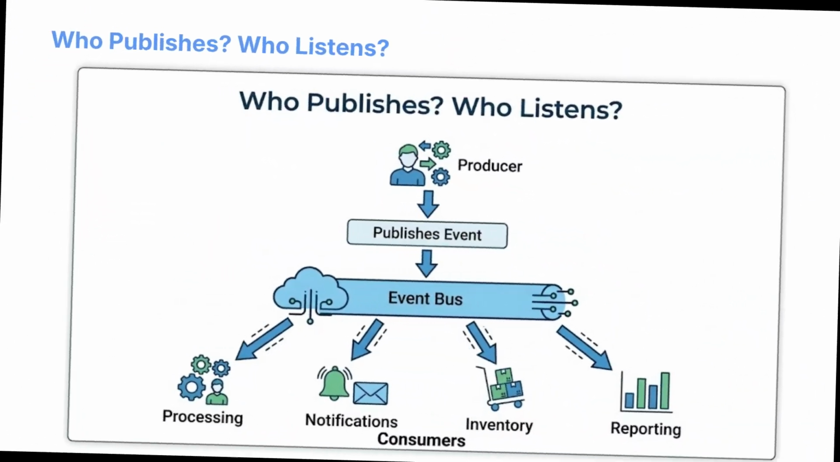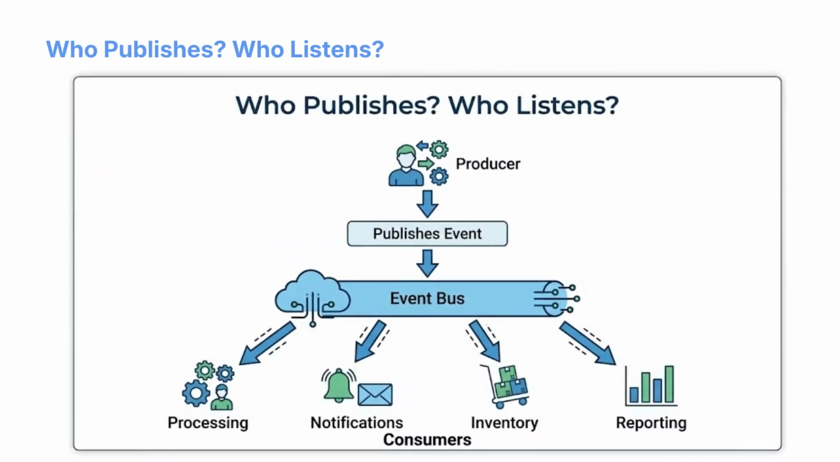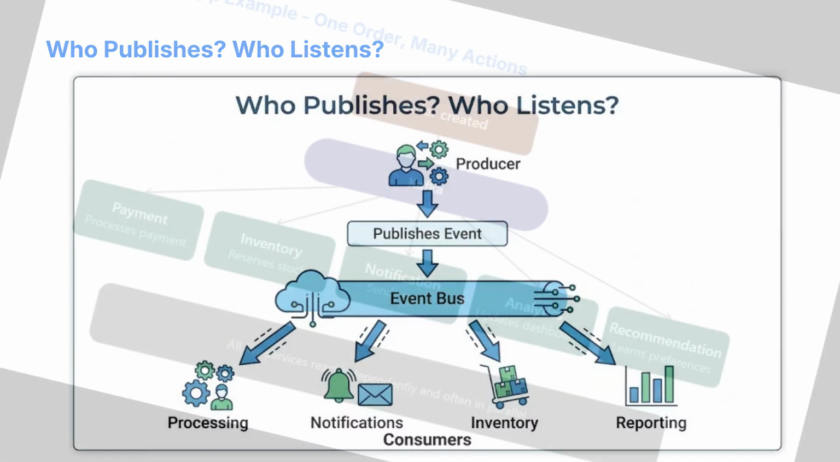The service that creates an event is called the producer. Services that react to that event are called consumers. One producer can have many consumers, and consumers don't need to know anything about each other. This loose coupling is one of the biggest advantages of event-driven architecture.